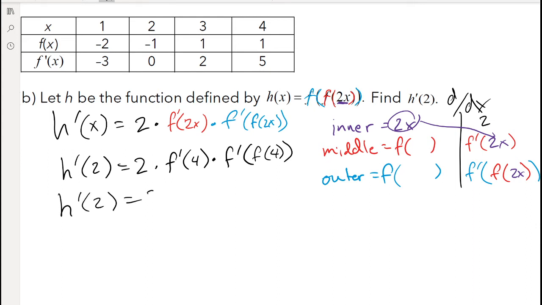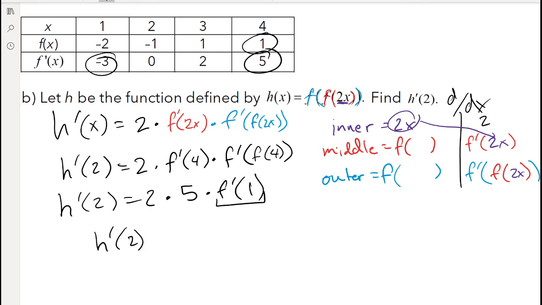So this is going to be equal to 2 times f prime of 4, which is equal to 5, right there. Can't believe I missed that. Times f prime, I've got to evaluate this first. What is f of 4? And f of 4 is just 1, okay? And f prime of 1 is equal to -3. So this right here is equal to -3. So when you multiply this all out, h prime of 2 is equal to 2 times 5, which is 10, 10 times -3, which is going to give me -30. And that's my answer there.